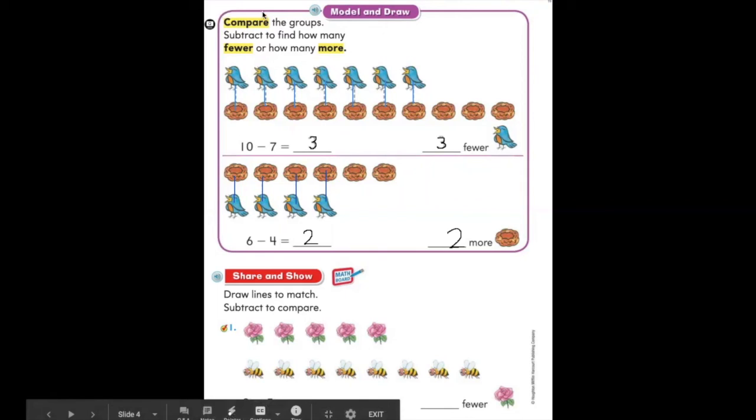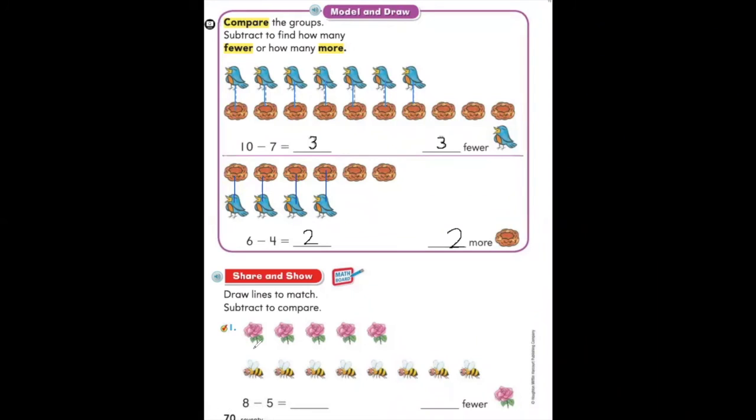Let's draw lines to match each one 1 to 1. 1, 2, 3, 4, 5. We have 8 bees minus 5 flowers. How many bees do we have left over? 3. That means that there are 3 fewer flowers than bees.